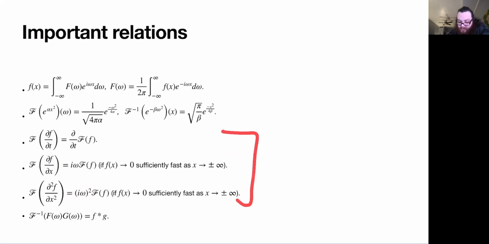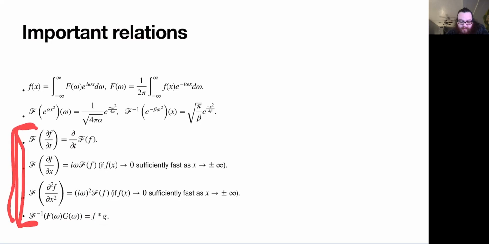Cool, so this all was new here. The final new thing is this convolution theorem, where the inverse Fourier transform of a product of Fourier transforms becomes this convolution of the two functions that were Fourier transformed. Okay, so these pieces right here are going to be the main building blocks for solving PDEs with the Fourier transform, right?